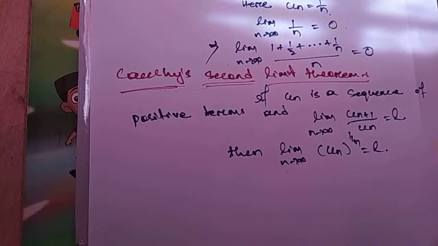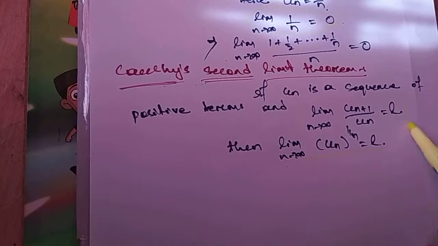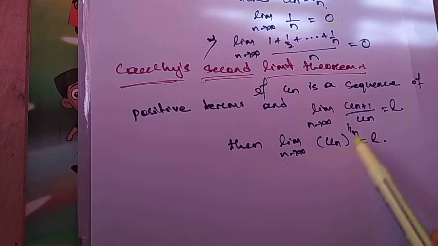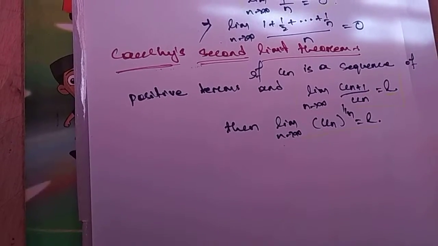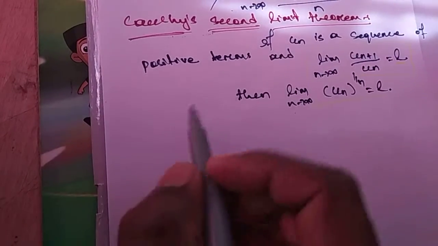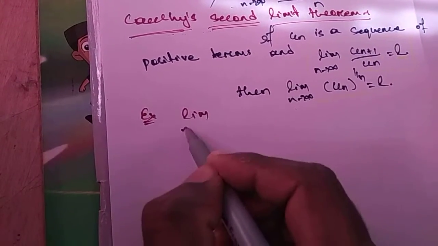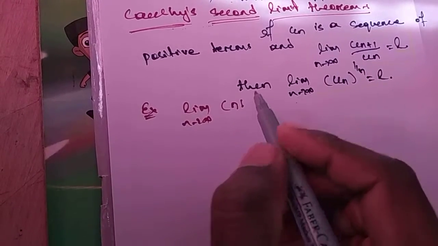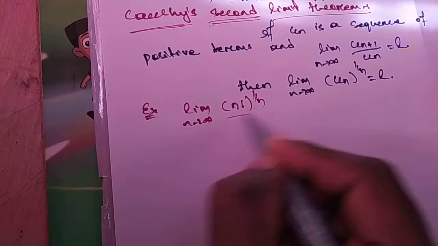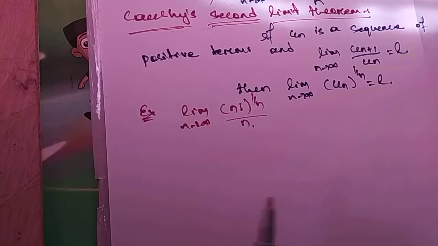To use it, if the sequence is in this form, then we should first apply this rule. If we get the L, then the whole limit of the sequence will be L. Okay, so for getting a clear idea, we should do some examples. Example: limit n tends to infinity (n factorial) to the power 1 by n divided by n. Okay, so we will solve this.